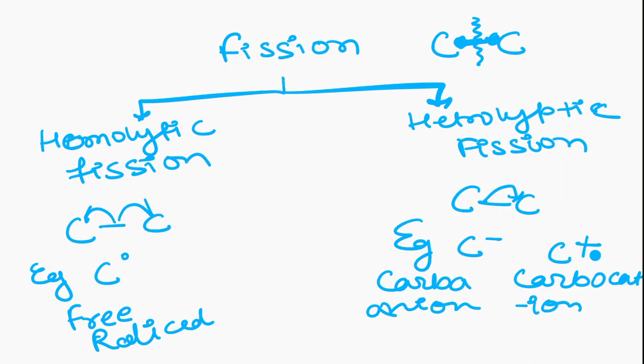Carbocation, the carbon which carries positive charge or which loses its electron, is called carbocation, and the carbanions are those intermediates which gain electrons, and they are called carbanion.